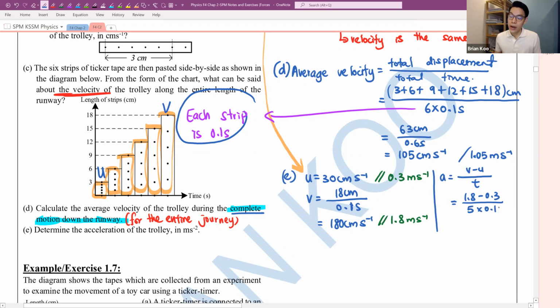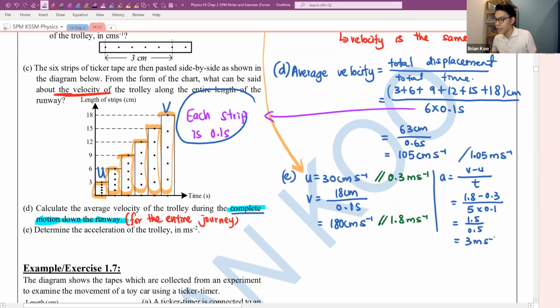Who doesn't understand why I do 5 times 0.1? Please let me know now. Very important, because in the exam you need to make sure that you minus 1. If you don't understand why I need to minus 1, please let me know, or else I'll assume that you are all okay. If you attended last week's lesson and you were listening, I think it should be okay, because I explained many times already. I keep repeating the same thing.